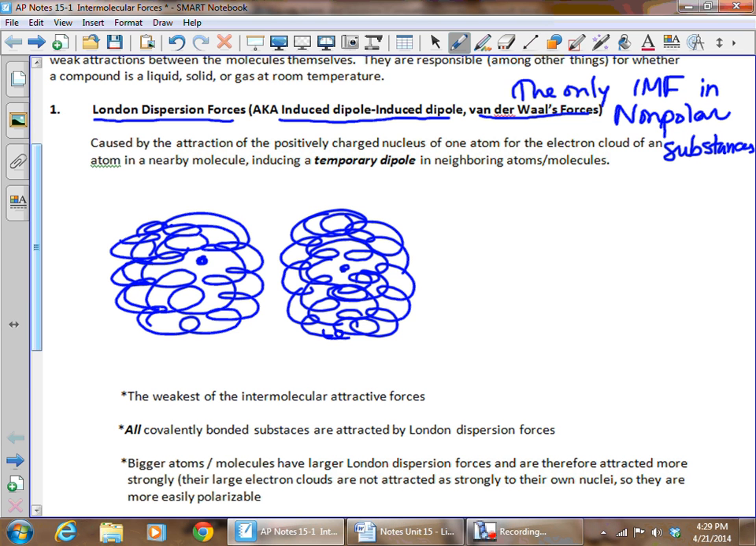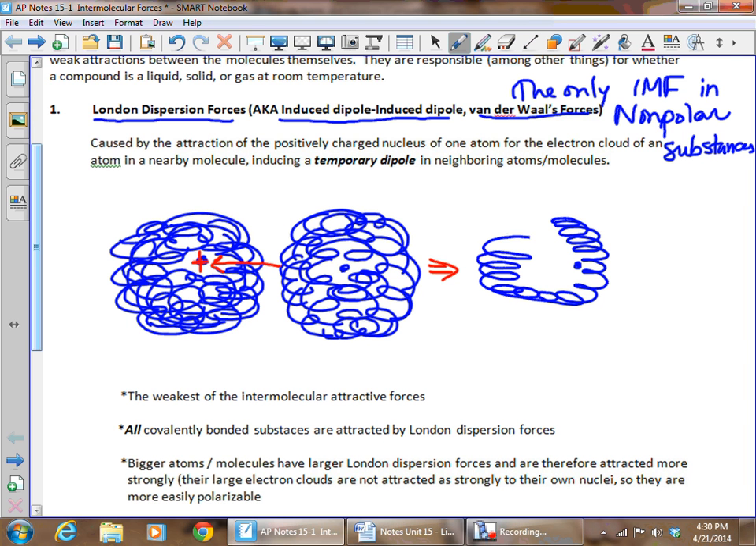So at any given point in time, they may be wobbled one side or the other of that nucleus. And so we end up with a more concentrated or dense electron cloud on one side than we do on the other. And what ends up happening is that the positive nucleus of one of the atoms will attract the electron cloud of another neighboring atom. Now remember, electrons are very repulsive, so we end up with a distorted electron cloud. That distorted electron cloud then ends up being polarized.